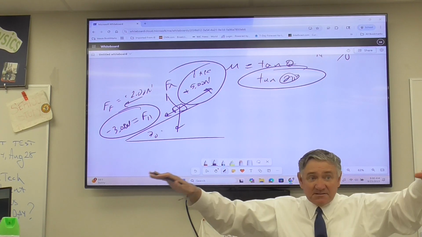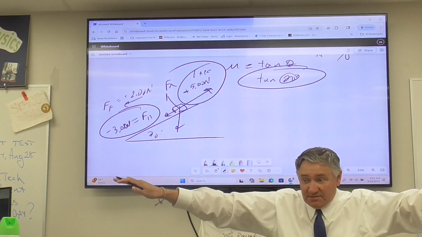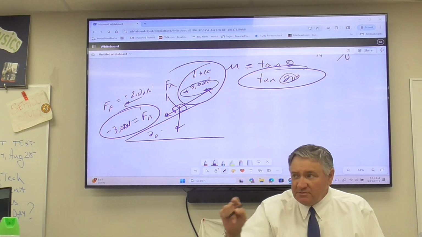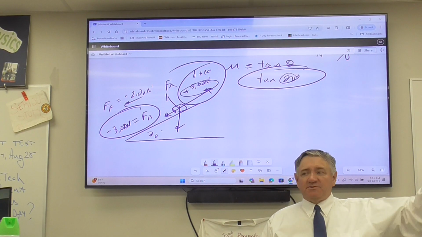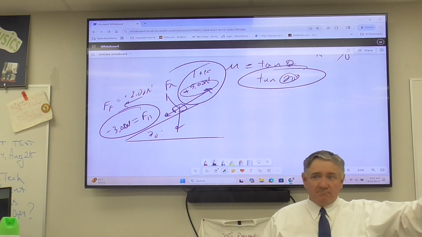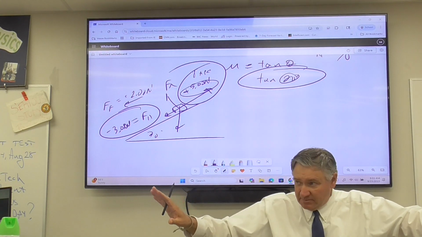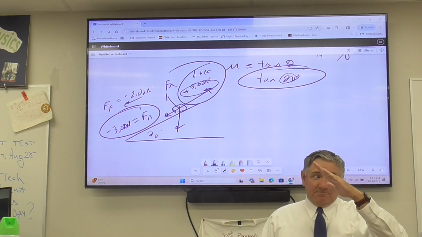Now, if you're on a flat surface, and it took 5 newtons of force to pull it, what would your frictional force be? -5. Because those two would add up to equal 0. But you're on an inclined plane.